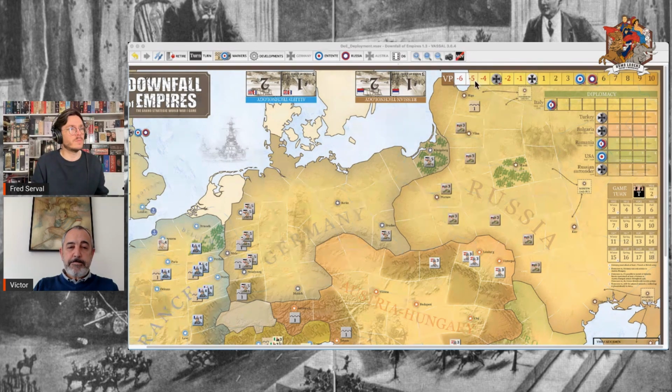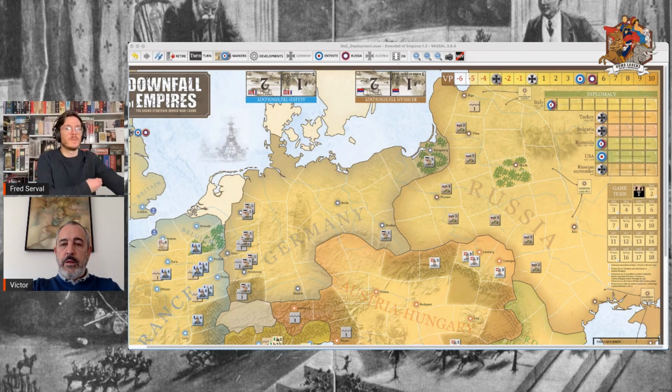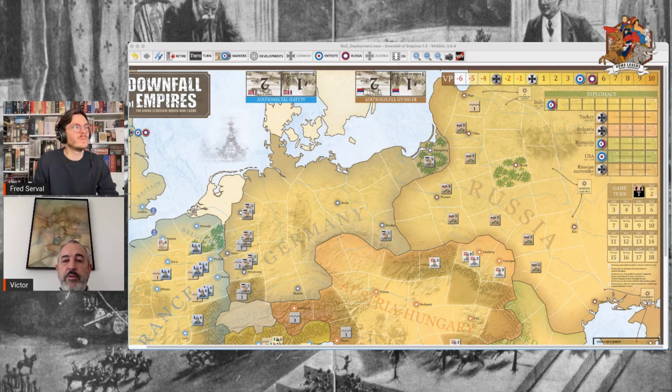And we can see on the top right of the board here, you have a victory point track with one marker for each of the different factions. Can you tell us a bit more about how you score victory points and what the victory conditions are for each of the factions?